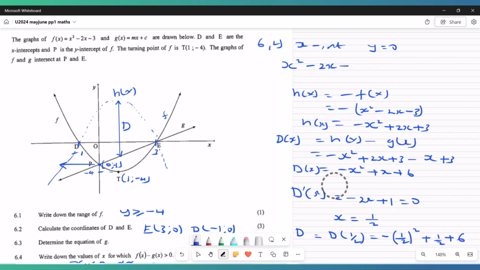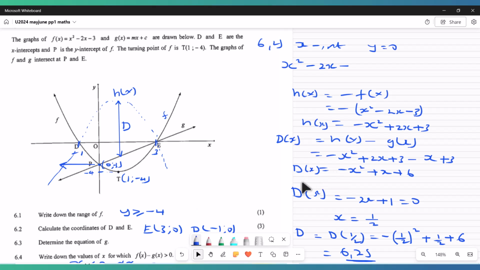All right, so what do we have here? Now negative a half squared is going to be negative a quarter, then half minus a quarter is going to be a quarter, quarter plus 6 will be 6,25. So our answer will be 6,25 here. It's going to be 6,25 units. That's what we have there.